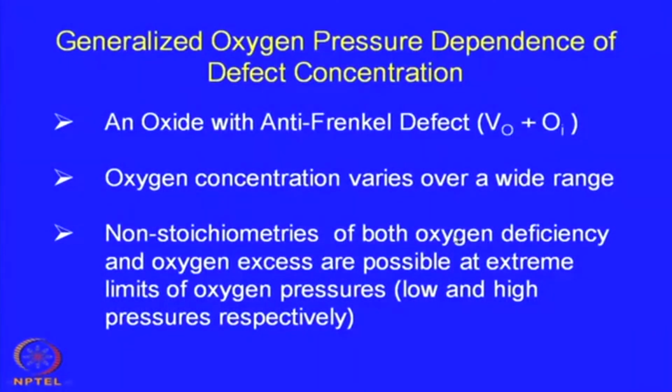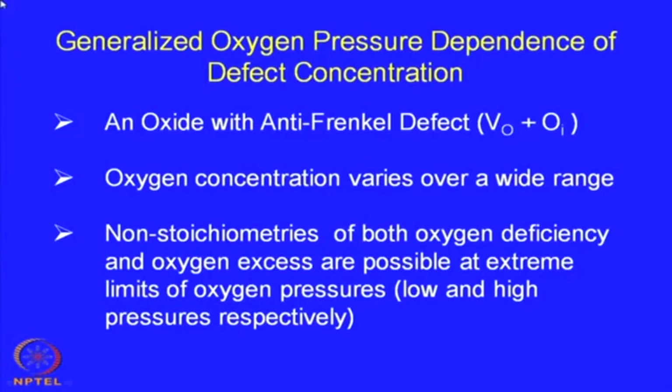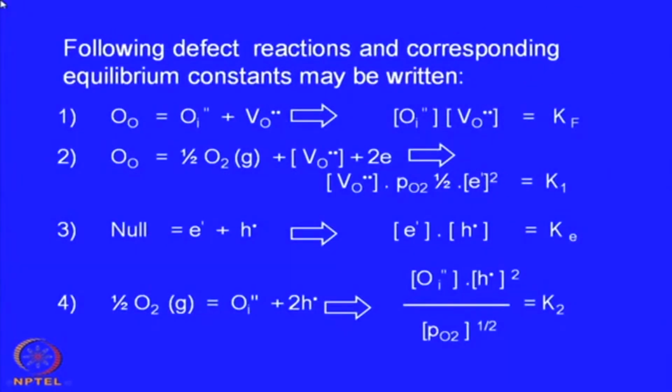So, basically what we are trying to see is how the different defect concentrations can change as a function of PO2, based on these two considerations that there are only oxygen vacancy and oxygen interstitials, no other metal sublattice defects. Well, we have some interest why we are doing that, which will be clear in a minute. We can write the following 4 defect reactions and corresponding equilibrium constants.